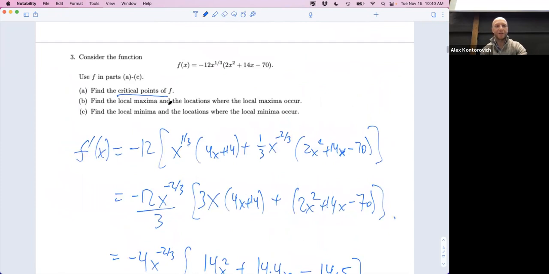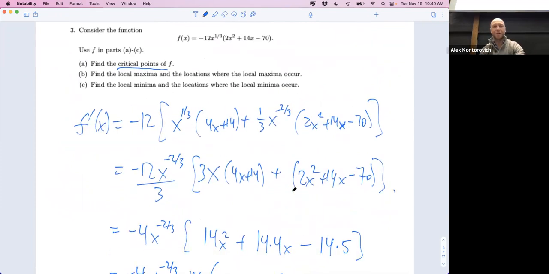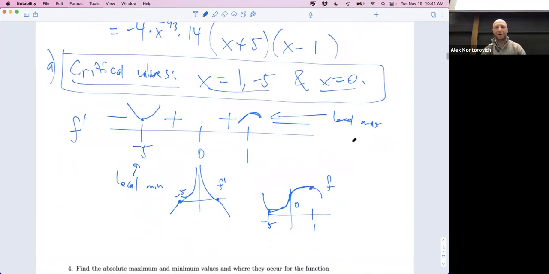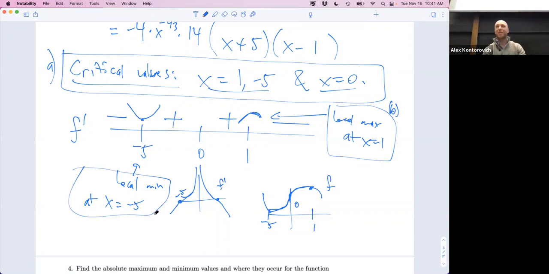What's part B? Find the local maxima and the location where they occur. And find the local minima and the location where they occur. So local max at x equals 1. That's B. Local min at x equals -5. Now, by location where they occur, do they want me to put in -5 for x? Give me the point.